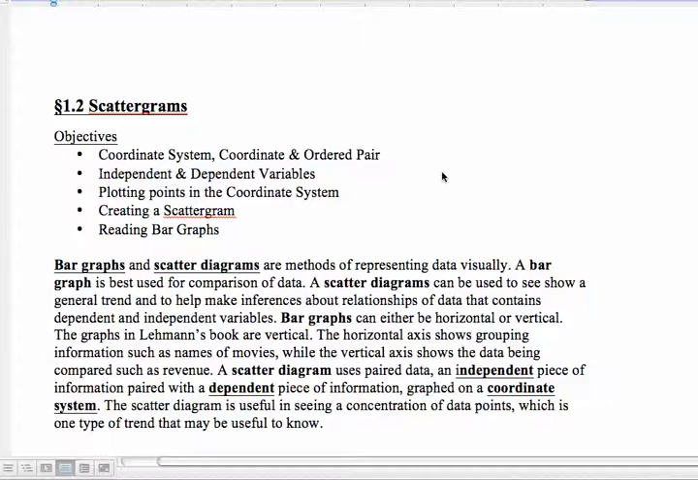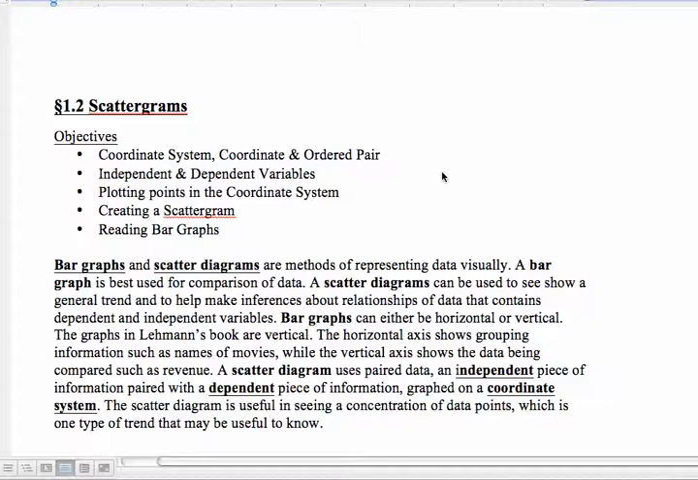A bar graph can either be horizontal or vertical. The graphs in Lehman's book, I notice, are vertical. The horizontal axis in these graphs is going to group the information, such as one of the examples in Lehman's book where they're the names of the movies, while the vertical axis shows the data being compared, such as revenue. The horizontal axis is indeed still the independent values, and the vertical axis is the dependent.